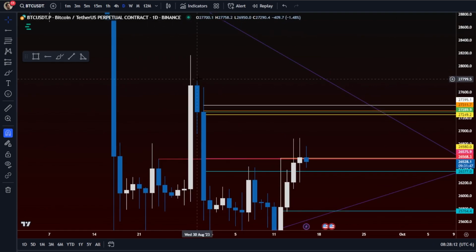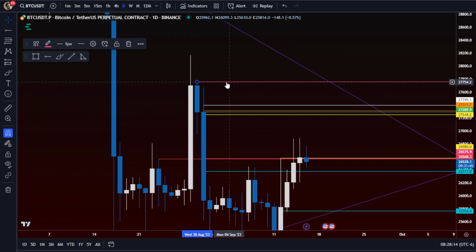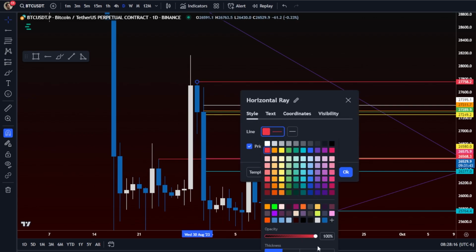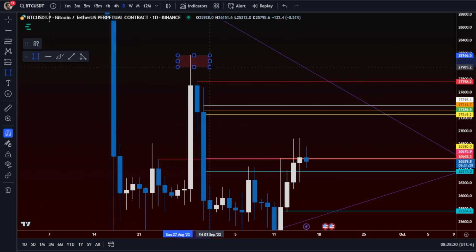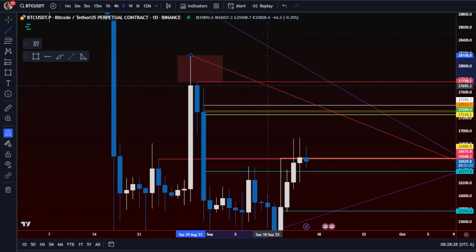Up here, I'd also like to mark what could be a daily break right here. So I do want to see this. I do want to be aware that this is our daily break, and the range can exist up here above that. So we do have a daily, we do have something behind it that could go and create a ladder from here. So this is kind of the first thing I'm going to be looking for.